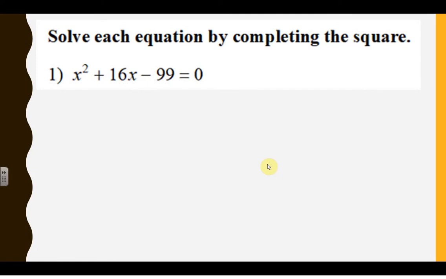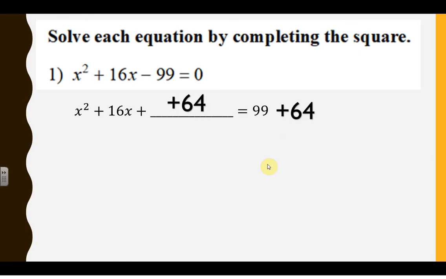Here we go. Get your x's together, leave a space. Put everything else on the other side, and leave a space. Fill the space in. Half of 16 is 8. 8 squared is 64. It has to go on both sides because it is an equation, and if you add to one side, you must add to the other.